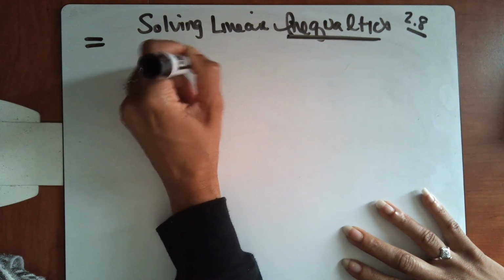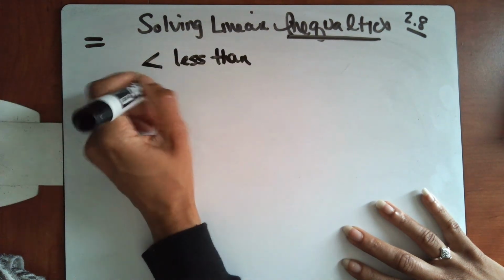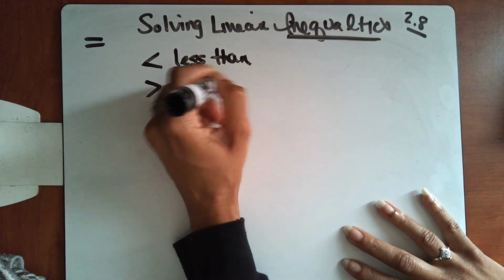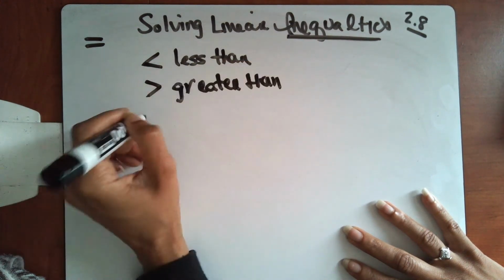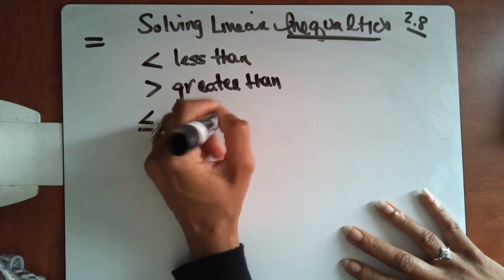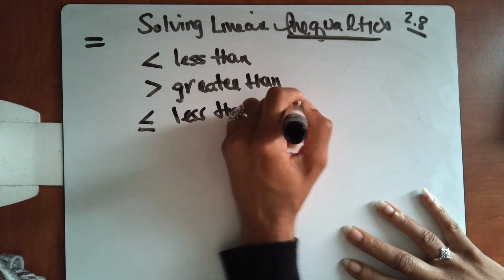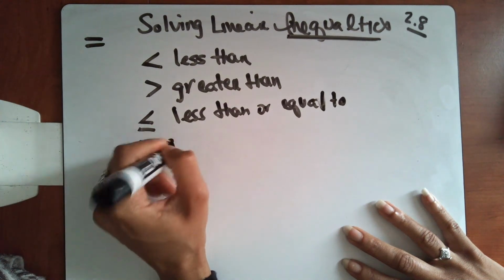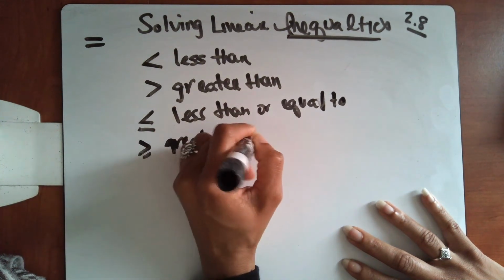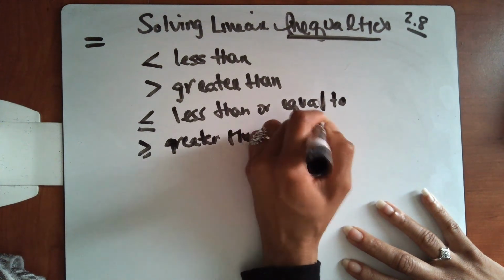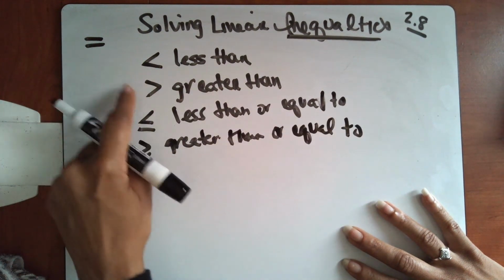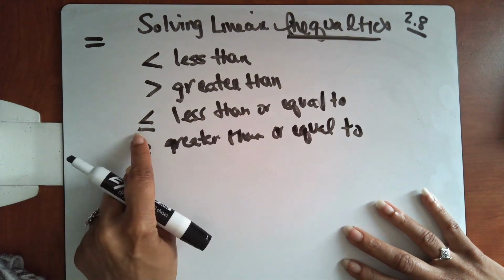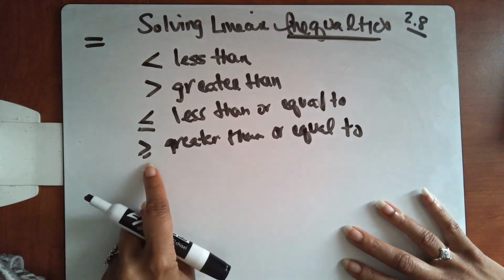So we have a less than, you could have a greater than, you have a less than or equal to, and you have a greater than or equal to. Those are all of your options for inequality symbols. Remember there's half an equal sign present in the less than or equal to, and in the greater than or equal to. Okay? So those are your symbols.